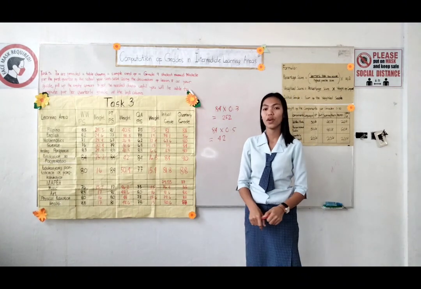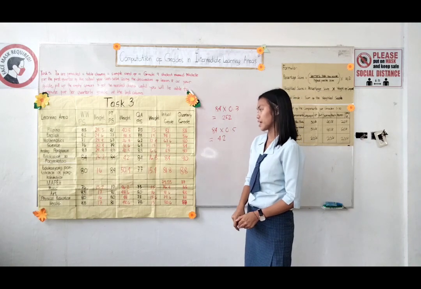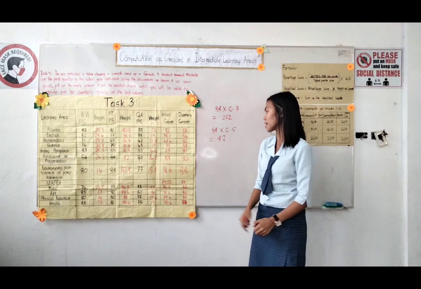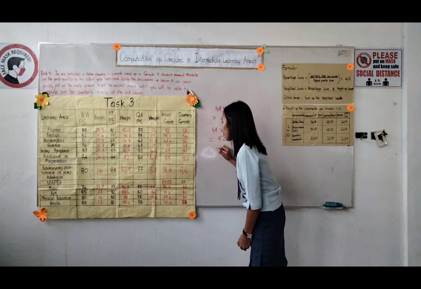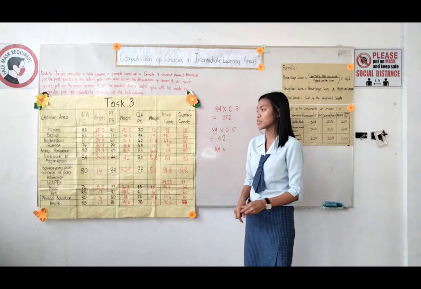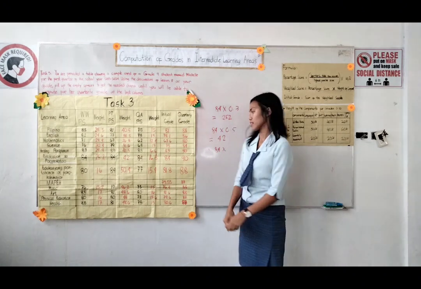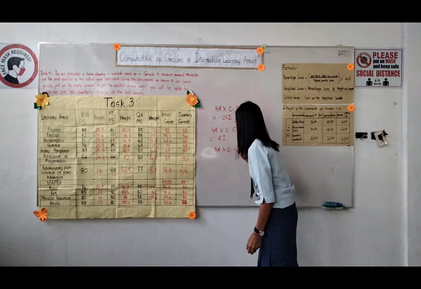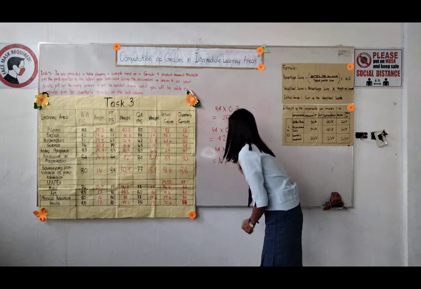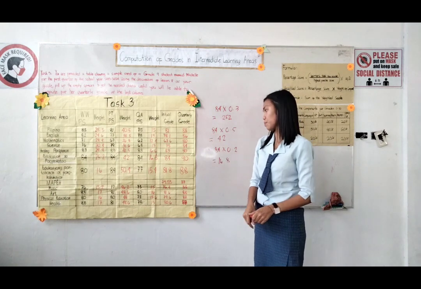So next is the quarterly assessment. The given quarterly assessment is 84. In order to get the weighted score in quarterly assessment, we need to multiply 84 times the weight of components in quarterly assessment of Edukasyon sa Pagpapakatao, which is 20%. So 84 times 0.2 is equal to 16.8. So it has the 16.8 quarterly assessment in Edukasyon sa Pagpapakatao.